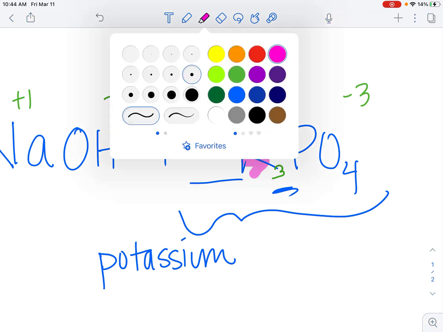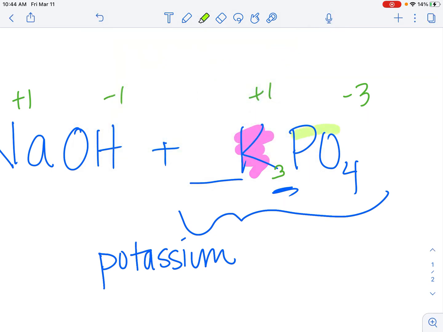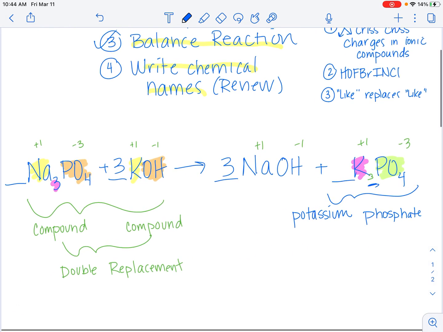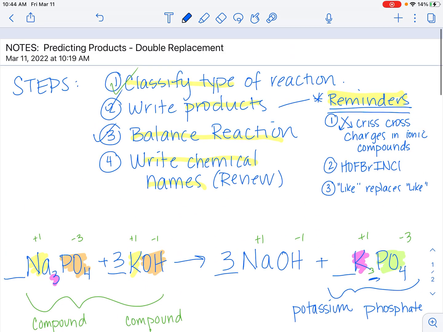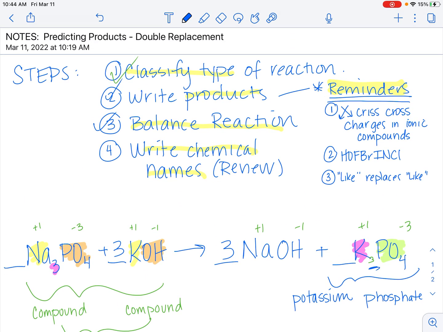Then I know that there's more than one element left, right? Because I have a capital P and a capital O, which is a really clear indicator that's a polyatomic ion. Polyatomic ions are found on the back of my periodic table. When I turn that over, we just name the polyatomic ion. This is phosphate. Right? You should still be able to do that and have retained those skills to chemically name substances. And that is an example of predicting the products for a double replacement reaction.